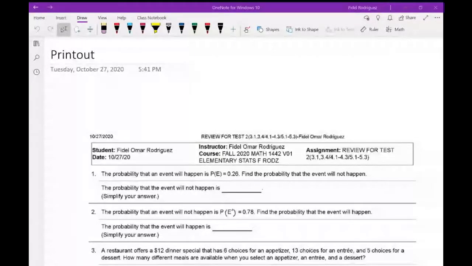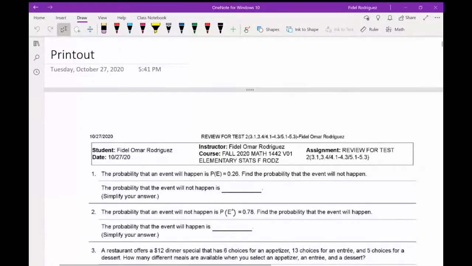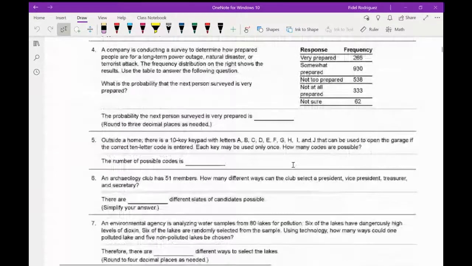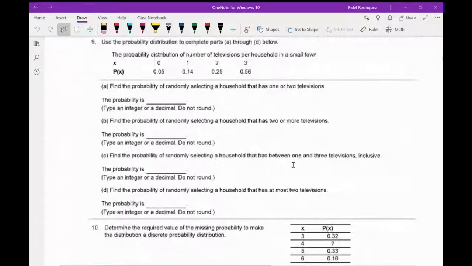Okay, so what I did here, y'all, is I just printed out the entire test. And I printed it out to my OneNote because on my OneNote I can write on the screen and whatever. Oh, come on. The pen on this laptop is real, for lack of a better word.